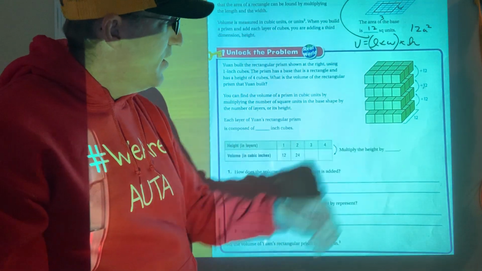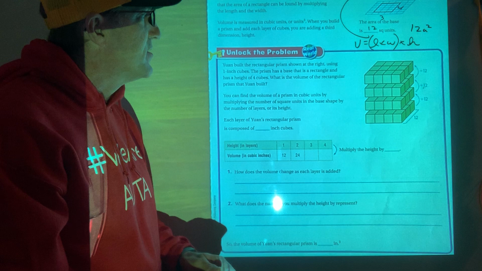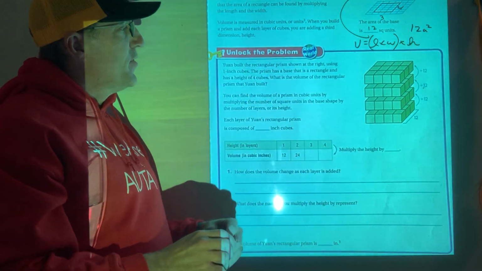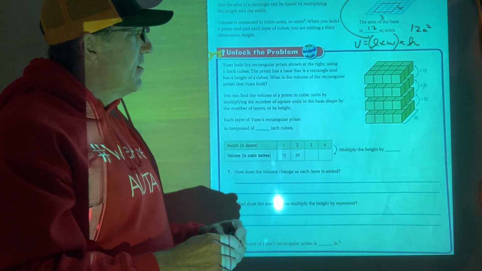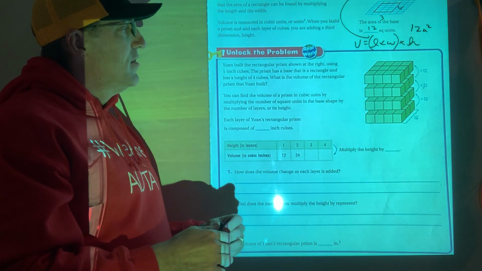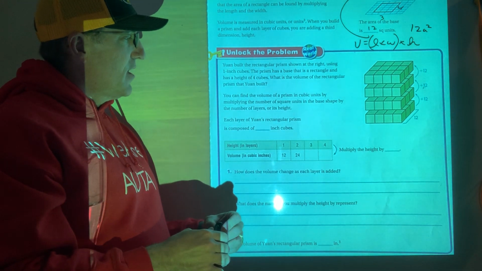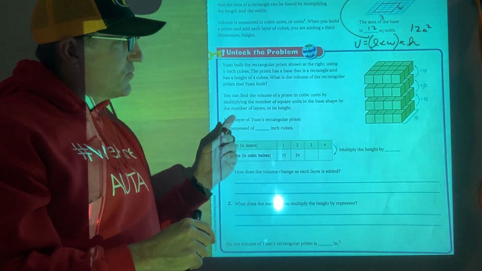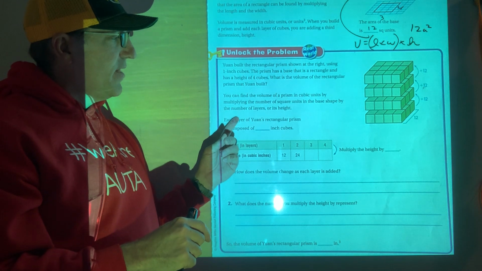So I've got 12. All right, so Yuan built the rectangular prism shown at the right using 1-inch cubes. The prism has a base that is rectangular and a height of 4 cubes. What is the volume of the rectangular prism that Yuan built? So you can find the volume of a prism in cubic units by multiplying the number of square units in the base shape by the number of layers in its height.